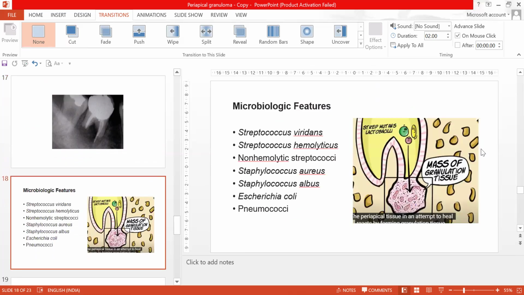The microbial organisms associated with this lesion are the Streptococcus viridans, Streptococcus hemolyticus, non-hemolytic streptococci, Staphylococcus aureus, Staphylococcus albus, Escherichia coli, and pneumococci.